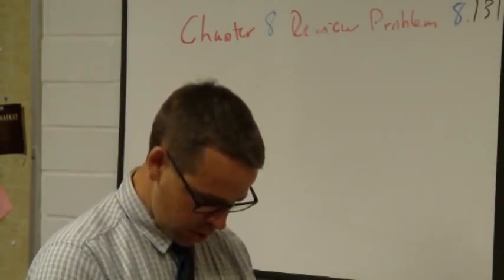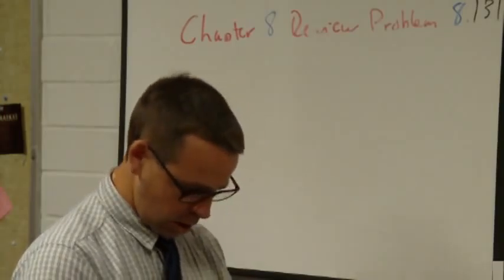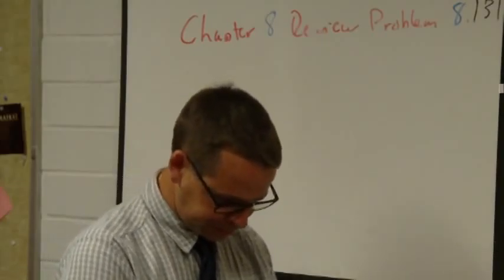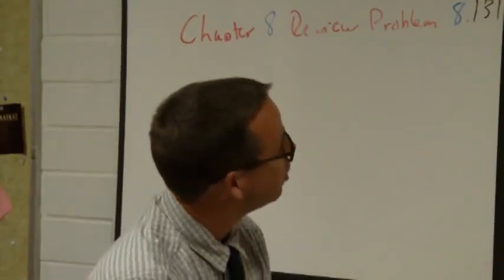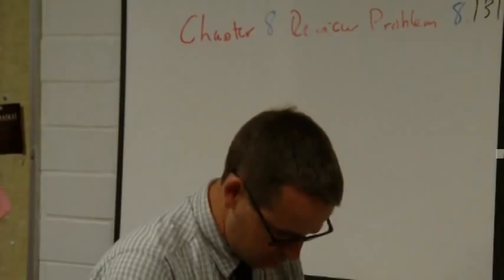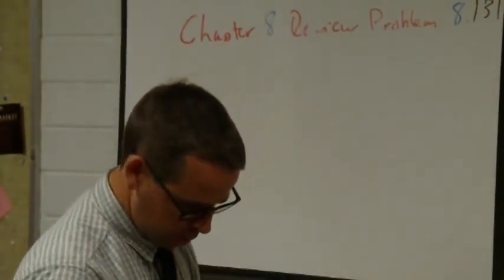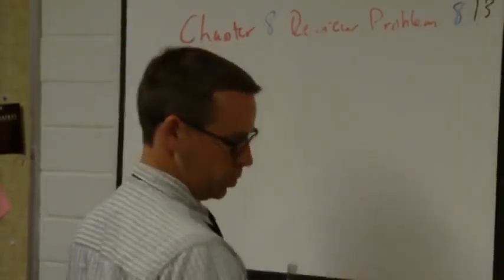Choose the atom with the larger ionization energy. So we chose nitrogen, sulfur, and chlorine. Let's double check those for 131. Nitrogen, sulfur, and chlorine. All right, 8.133.